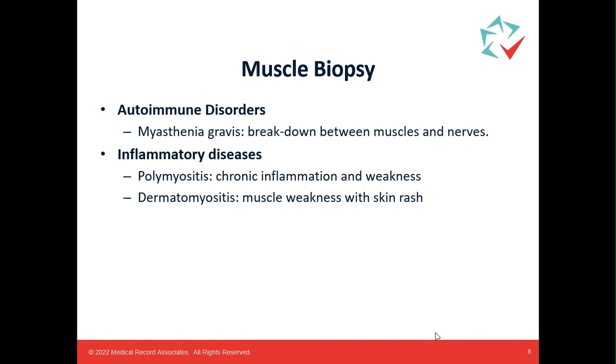For our inflammatory diseases that can be diagnosed with a muscle biopsy, we have things listed here such as polymyositis, which is chronic inflammation and weakness, and dermatomyositis, which is muscle weakness with a skin rash. And these patients are going to have a red or purple colored skin rash, usually on their face, maybe their back and chest, and over their joints, such as knees and elbows.